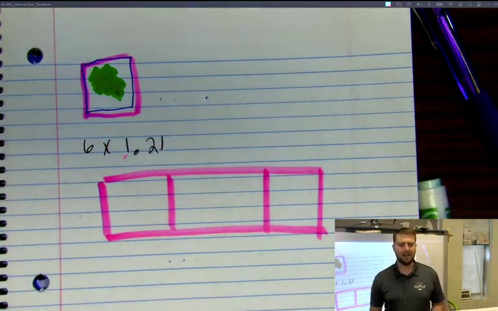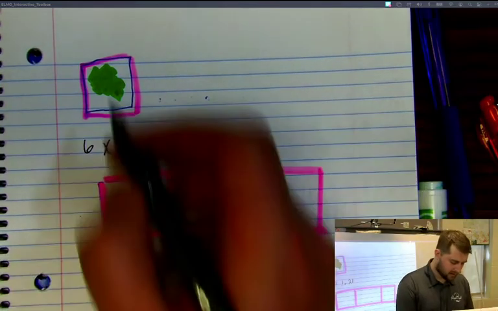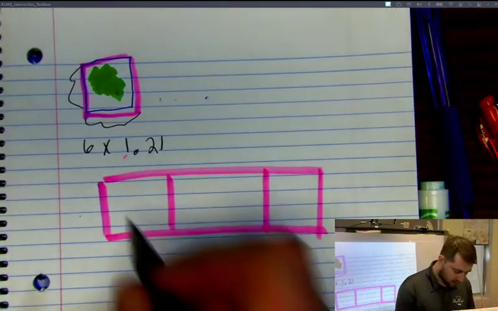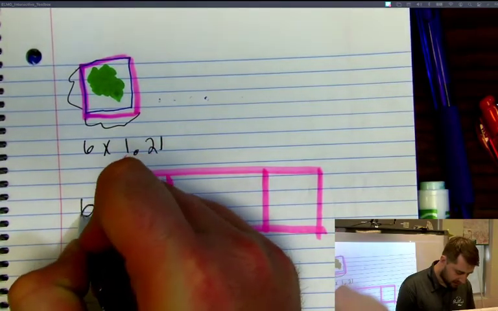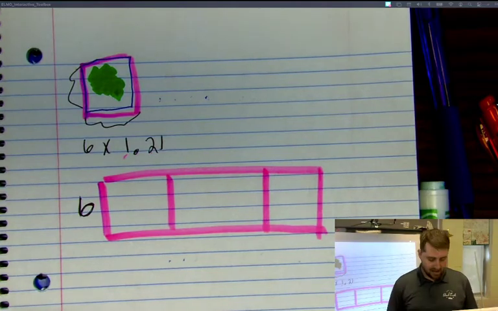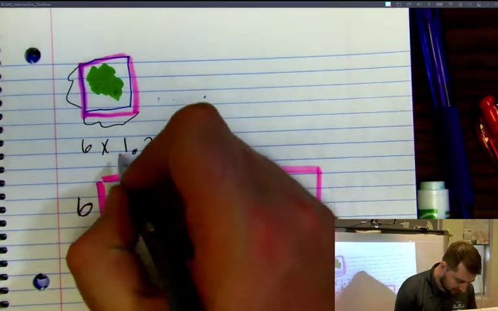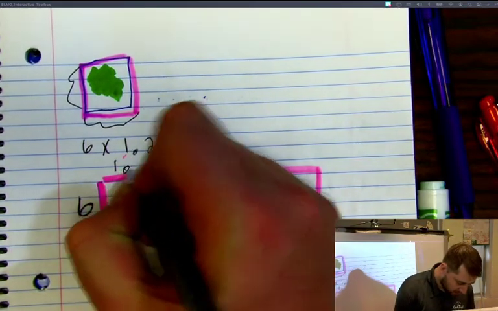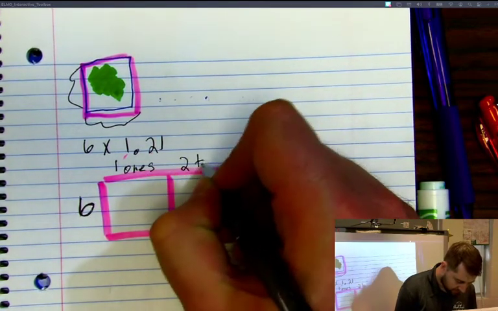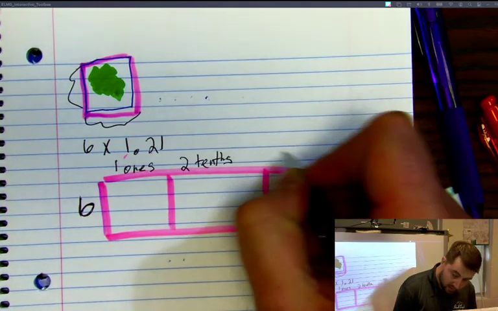Now, we were talking about area where you multiply the length and the width, the one side and the other side. So we are going to do the same thing with our area model here. We're going to put our 6, our whole number, on the left side. And on top, we're going to decompose this number into each part. 1 one, 2 tenths, and then 1 hundredth.